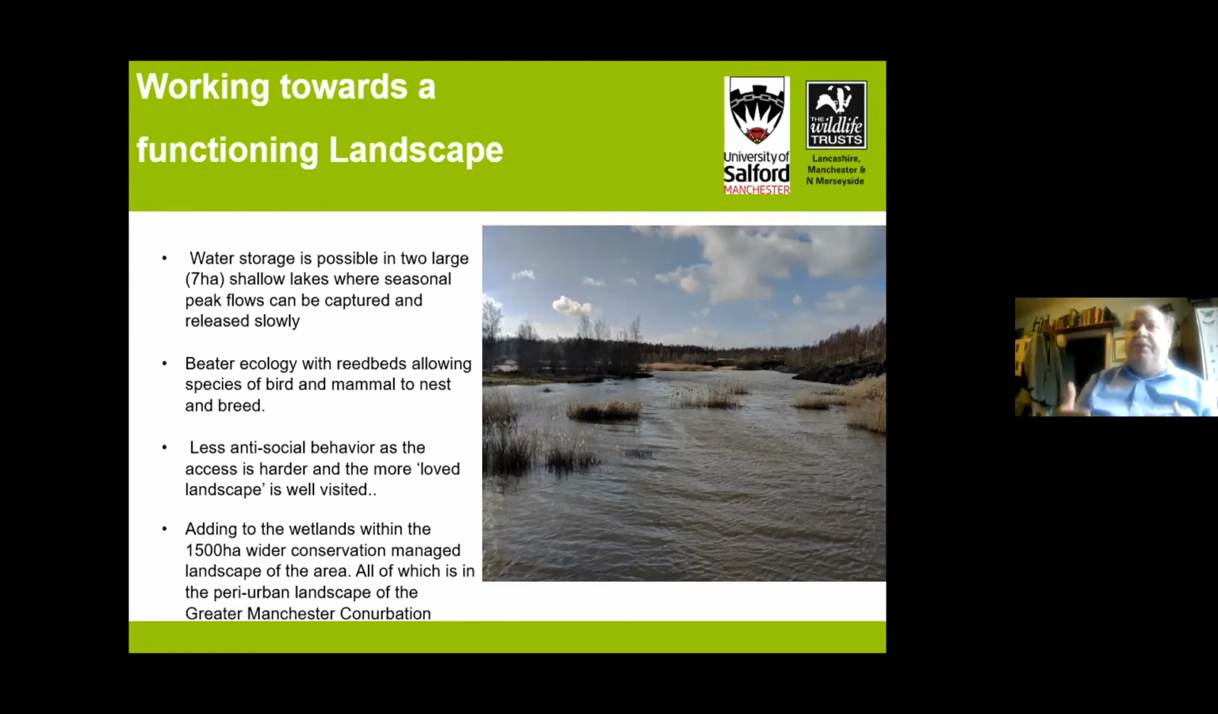So we've got better ecology, with species being able to use the reed bed. We've got the nationally scarce bittern booming from these reed beds. We've got water owls nesting. We've got water voles using the ditch systems. And again, this is bringing out people who want to go and bird watch and so on.